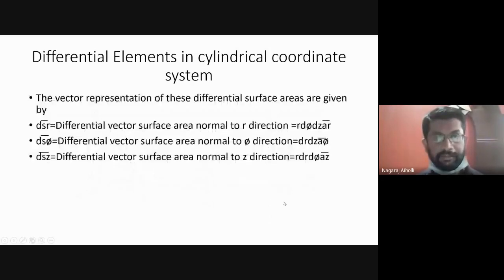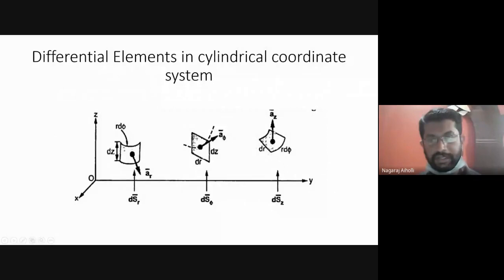The vector representation of these surfaces is like this. ds r bar is the differential vector surface normal to r direction, is r d phi dz ar bar. That's what we just explained. ds phi bar is the differential vector surface area normal to phi direction. It is dr dz a phi bar, and ds z bar is the differential vector surface normal to z direction. It is r dr d phi az bar.